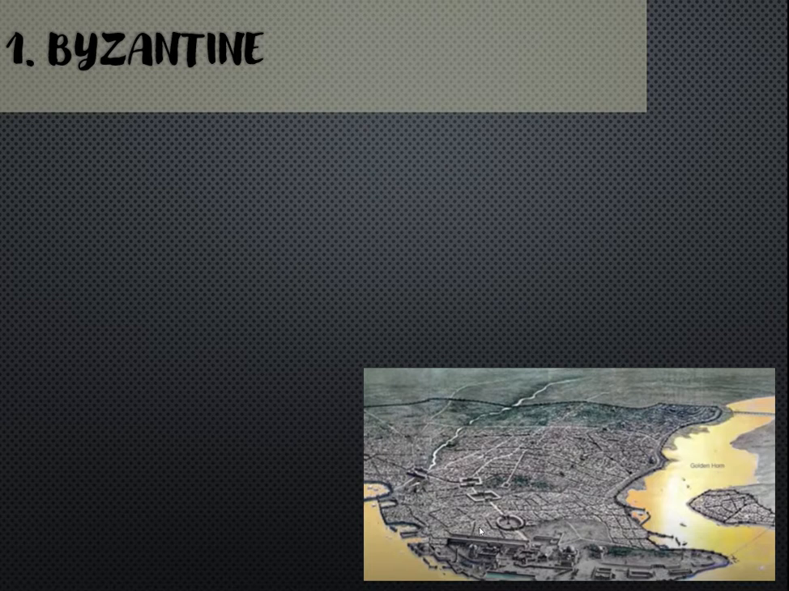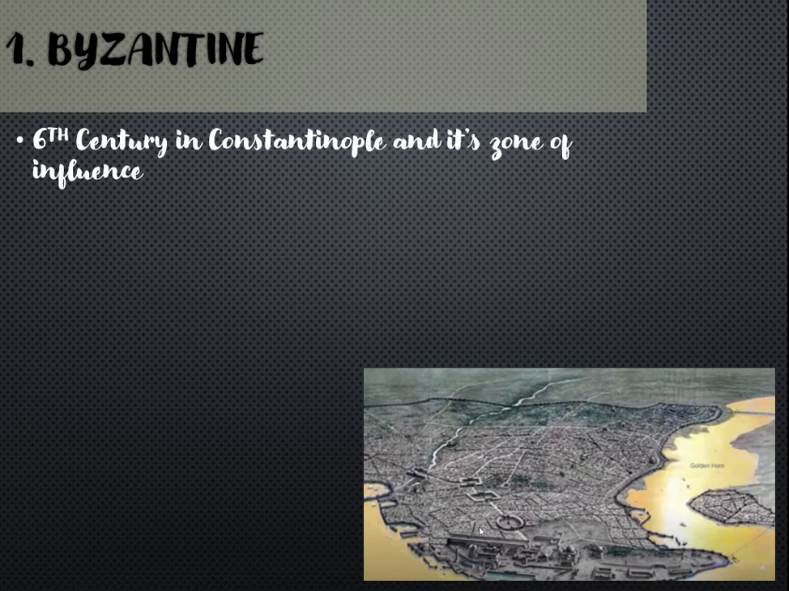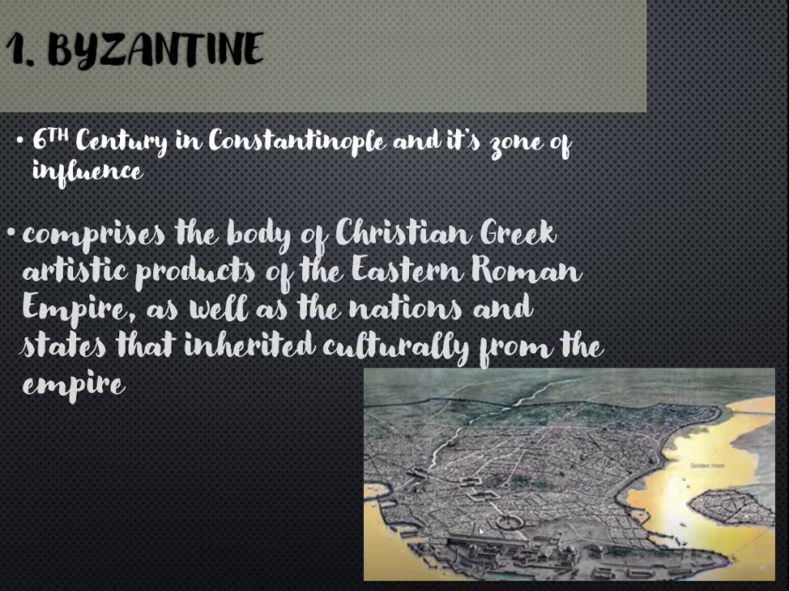The first one here is what we call Byzantine art. From the 6th century in Constantinople and its zone of influence, it comprises the body of Christian Greek artistic products of the Eastern Roman Empire, as well as the nations and the states that inherited culturally from the empire.